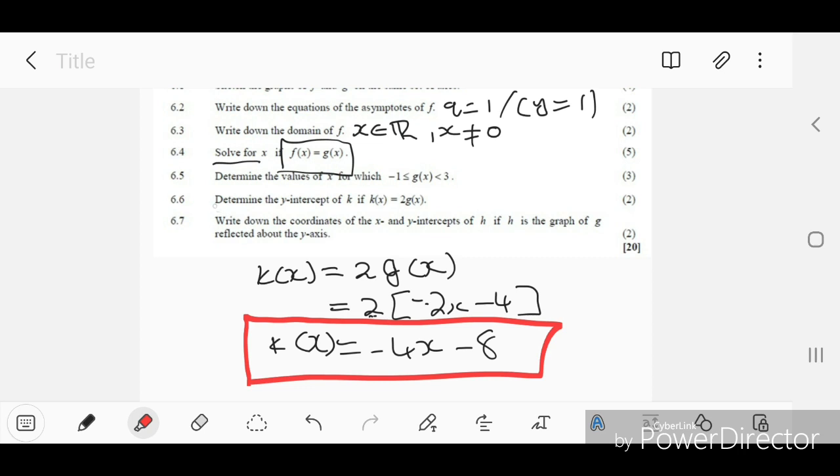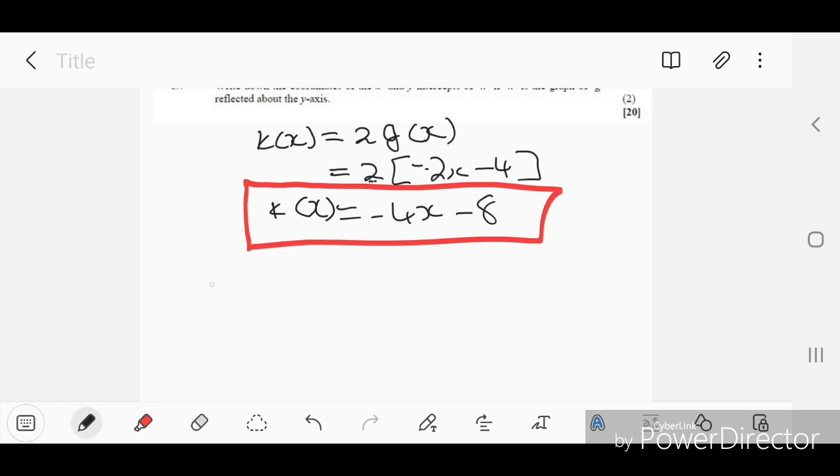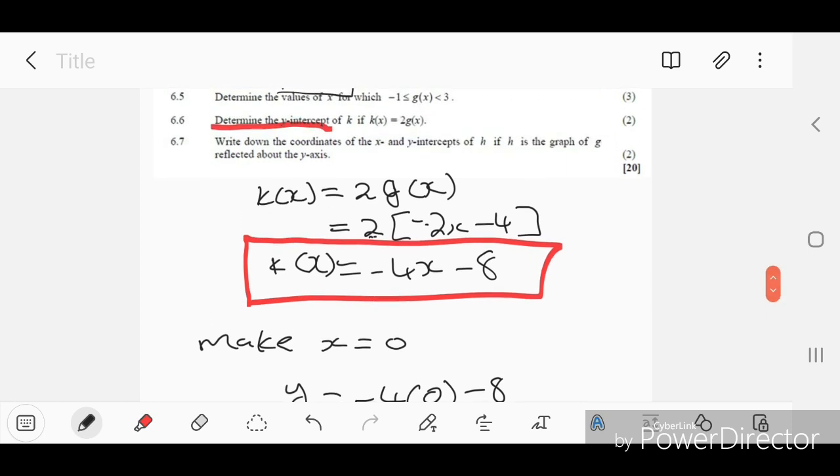So they are saying we must determine the y-intercept of k of x. To find the y-intercept, we make x become 0. So y equals minus 4 times 0 minus 8. So that is minus 8. So the y-intercept is (0, minus 8). So we are done with that.